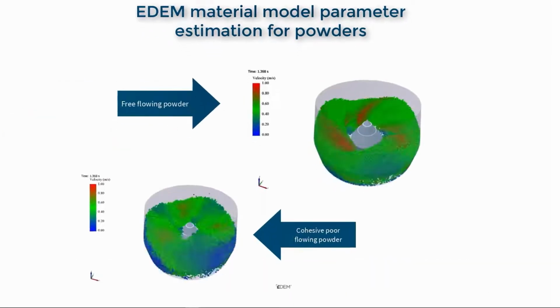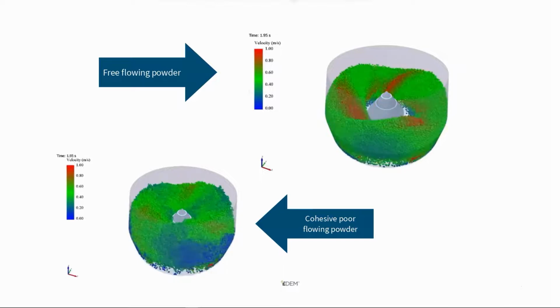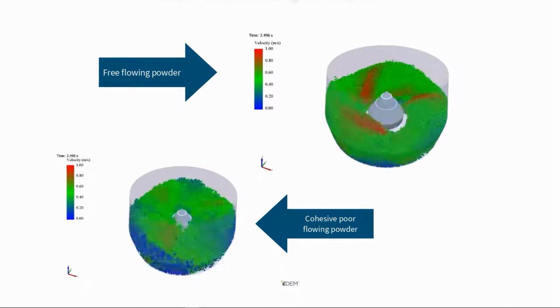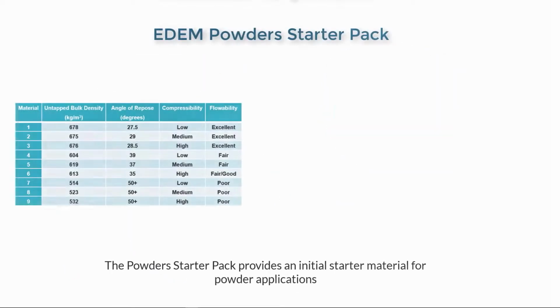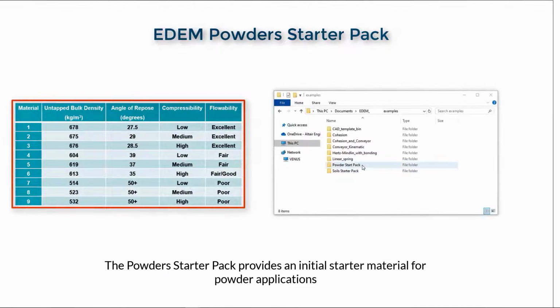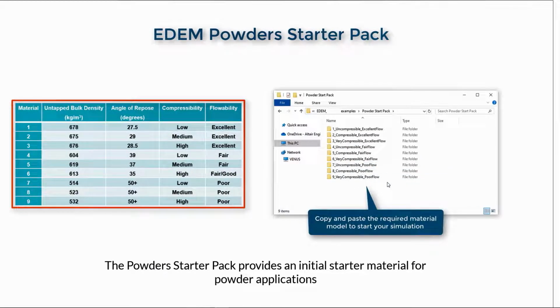In this video, you can visualize the difference in mixing free-flowing powder and cohesive poor-flowing powder. In the same way, you have different folders with all the 9 material models to choose from.